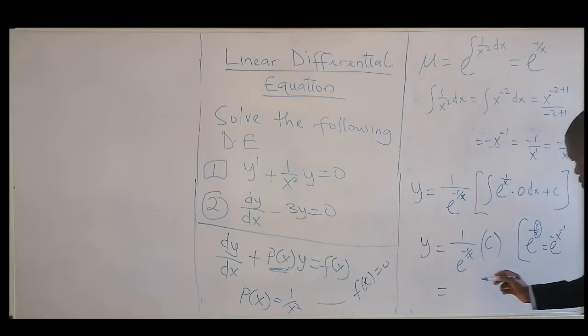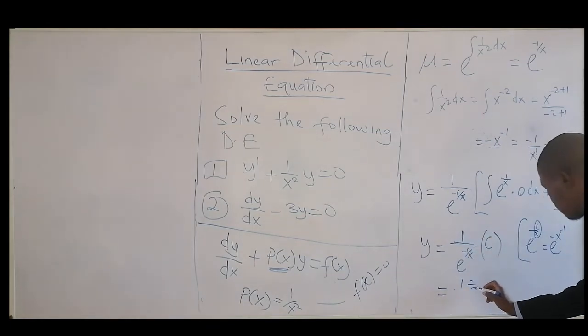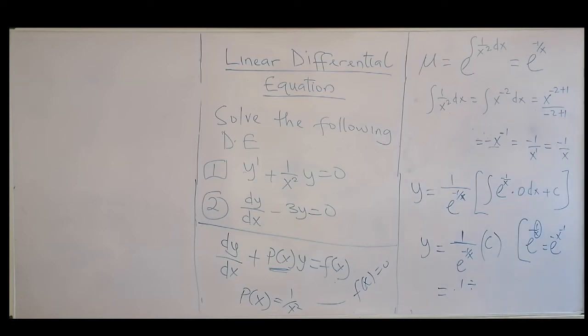And that will be equal to 1 over, this one here, 1 divided by e^(x^-1). The minus here is 1 over, and that will be equal to 1 times e^(x^-1) over 1. So the answer will just be equal to c e^(x^-1).